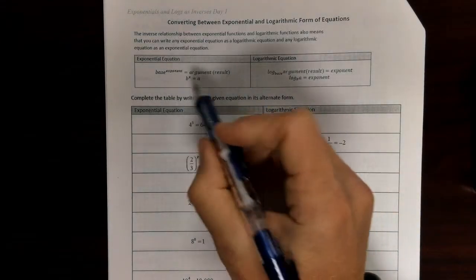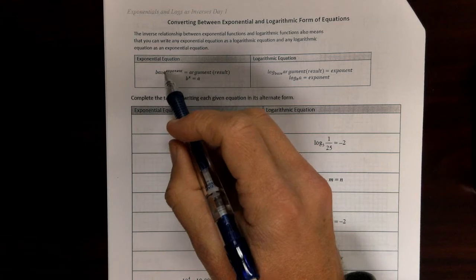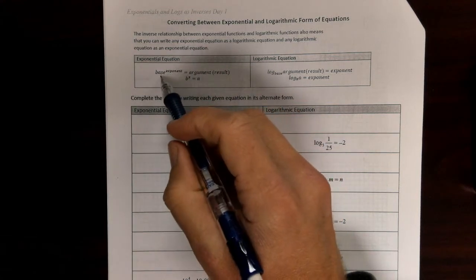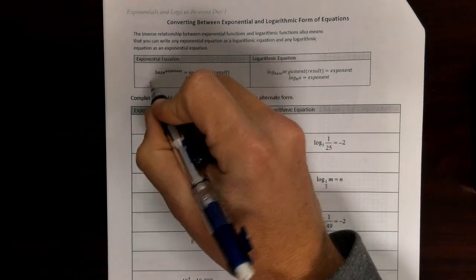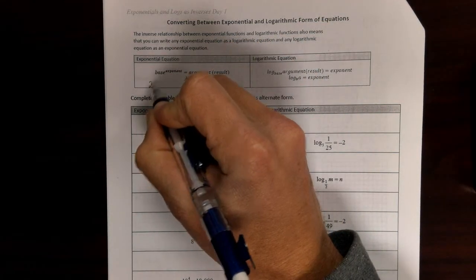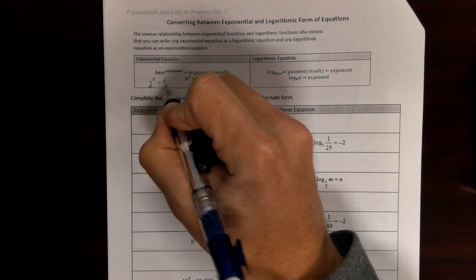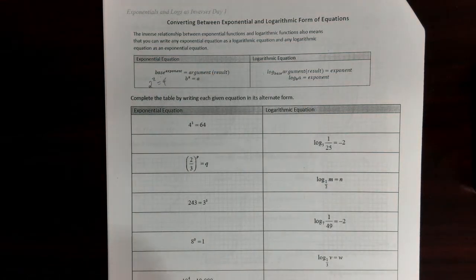So we can see we have a base, and we were used to seeing this form: the base raised to the exponent equals the result, right? So in this case, let's just say we know a base of 2. 2 raised to the second power is equal to 4. Okay, that's common knowledge. We all know that.